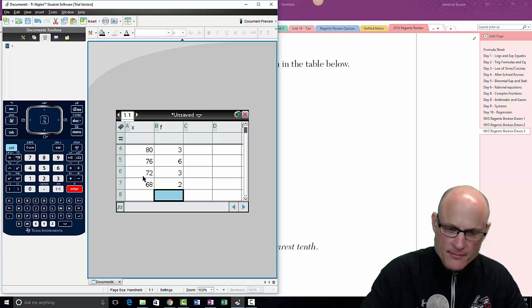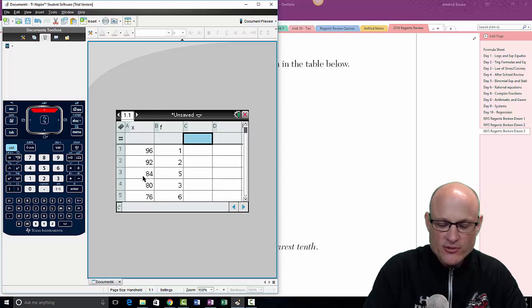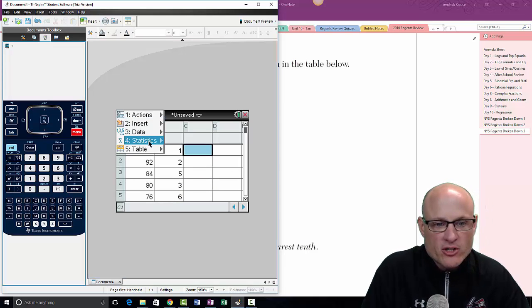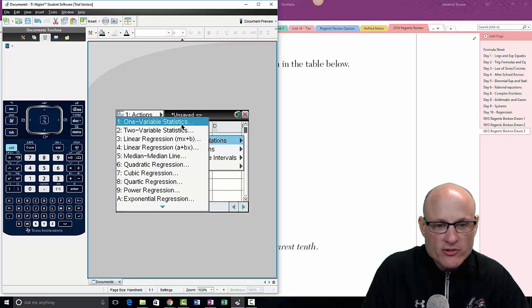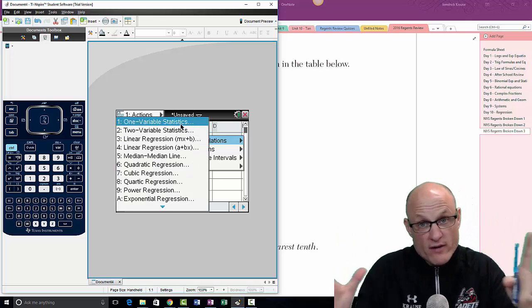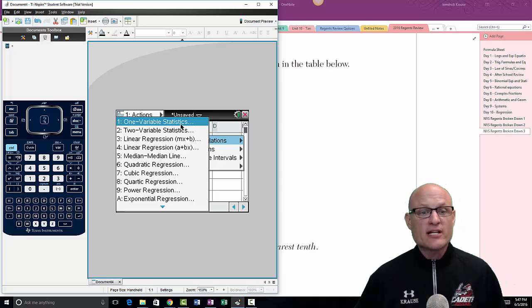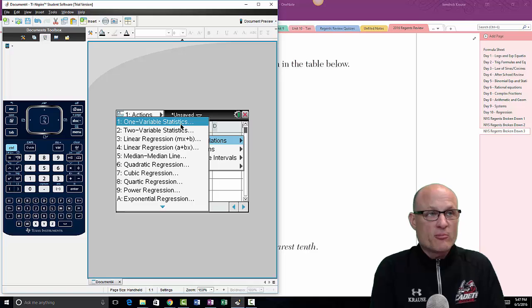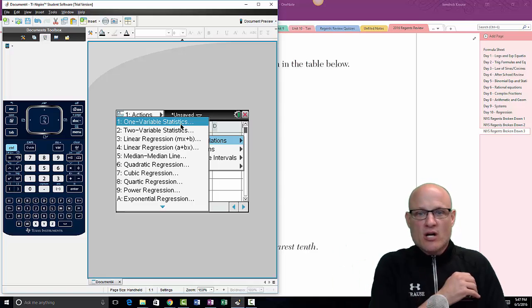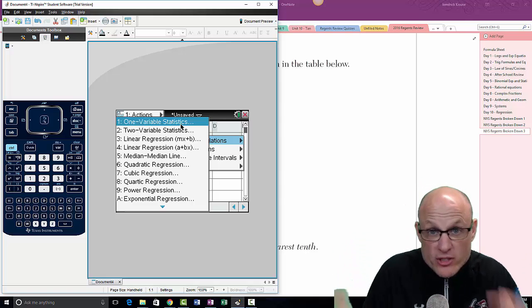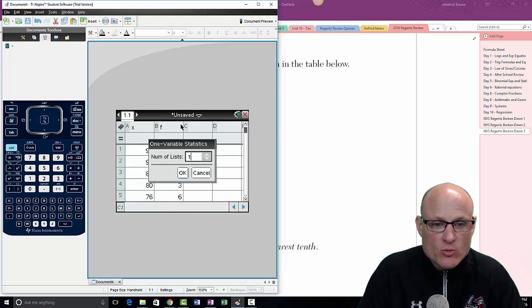All right. So here's the change. If you put them all in one list, you come over here to menu, statistics, stat calculations. We're only doing one variable because the one variable is the test score. The frequency is not another variable. The only time you'll do two variable statistics is when you're measuring height and weight or something, two different topics. So we're only doing one variable statistics. We only have one list.